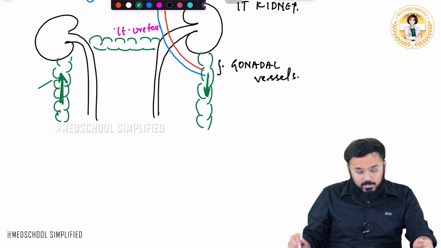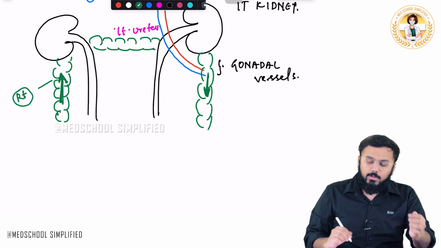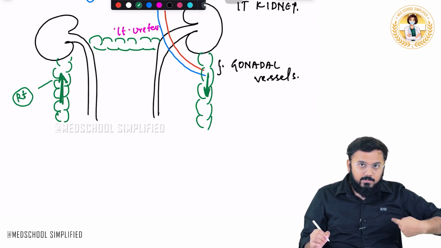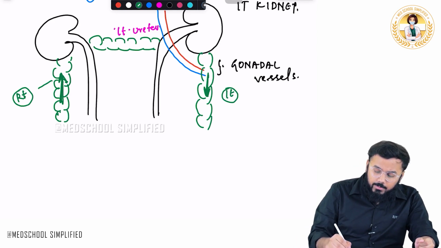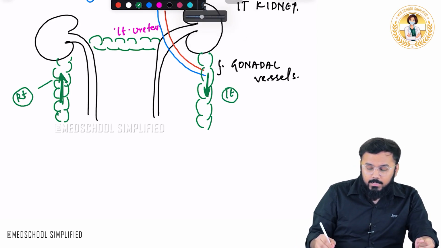Where is your ascending colon present? Present on the right side. Where is your descending colon present? It is present on the left side over here. So what I am telling you is that there is another artery.